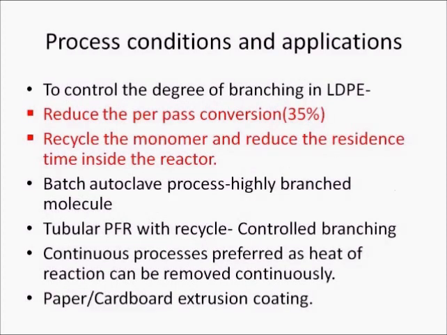Process conditions are varied according to the type of polymer required. To control the degree of branching in LDPE, one should reduce the per-pass conversion, recycle the monomer and reduce the residence time. To obtain highly branched polymer, batch autoclave process is used. For controlled branching, tubular PFR with recycle is used. Continuous processes are preferred since heat of reaction can be removed continuously.